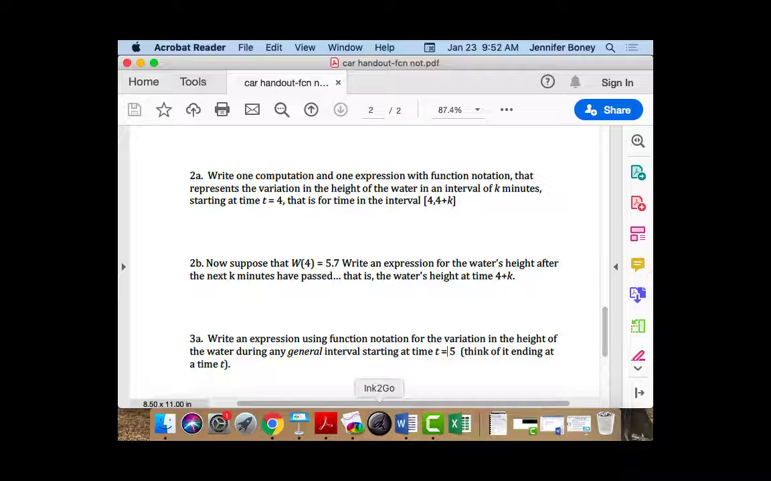But if you do have one, you have multiple ways to write these things. So again, for part 2b, suppose that w of 4, y initial, is 5.7. So the height of the water in the sink at time 4 is 5.7 centimeters above the bottom of the sink. So write an expression for the water's height after the next k minutes. Here's how much it changes by during that next k minutes. So if I know the starting height, 5.7, I'm just going to tack that on. 5.7 minus 1.23k.